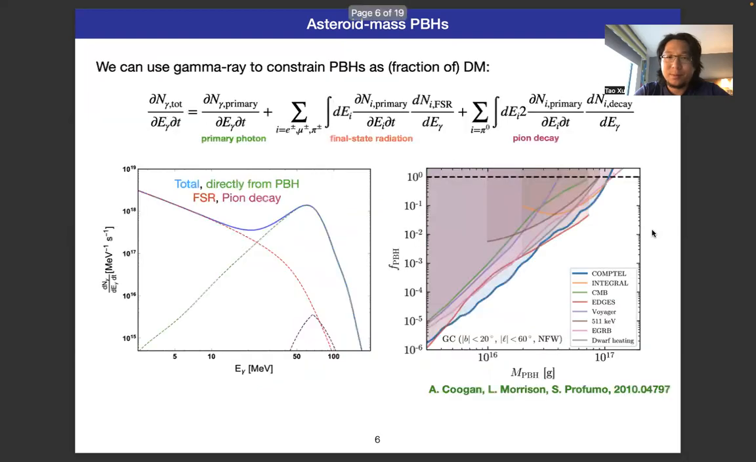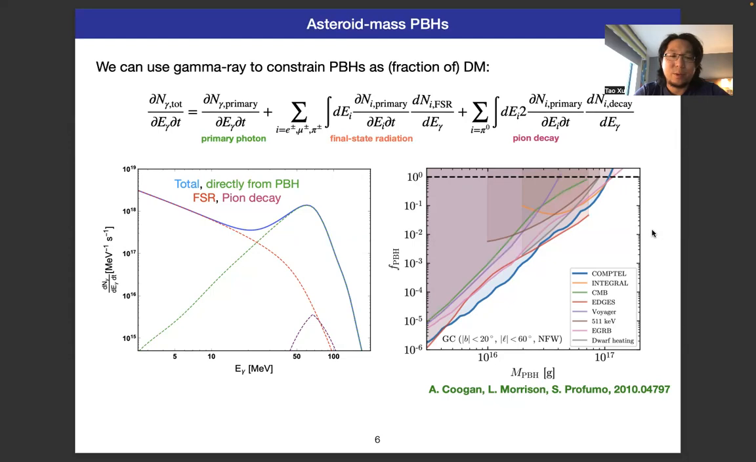If asteroid-mass primordial black holes are evaporating at MeV energy, we can try to look for such a signal. For example, if primordial black holes generate gamma rays, you can use indirect detection searches to look for them. The gamma rays coming from primordial black holes get different contributions. First, there will be photons directly produced by the Hawking radiation process. The primordial black hole can also generate other charged Standard Model particles, and these charged particles will generate photons with the final state radiation process. In the end, pions can be produced by a primordial black hole, and the pions will decay to photons.